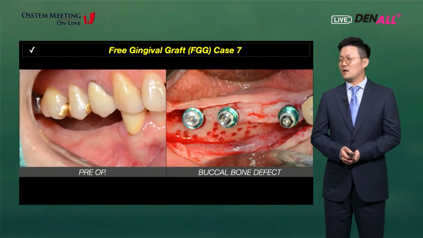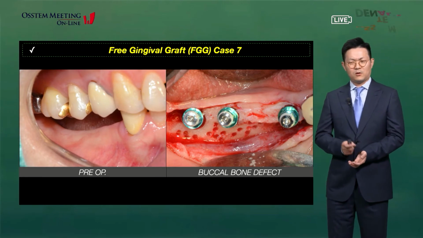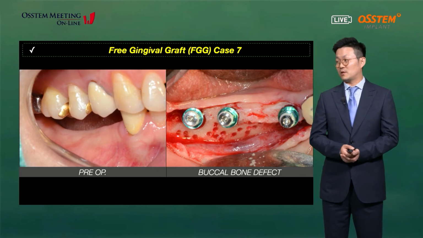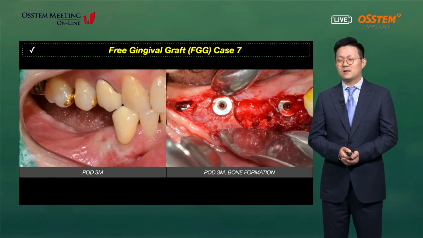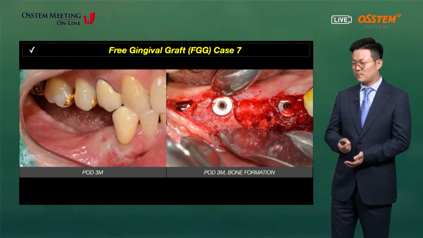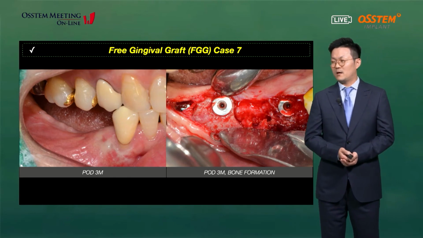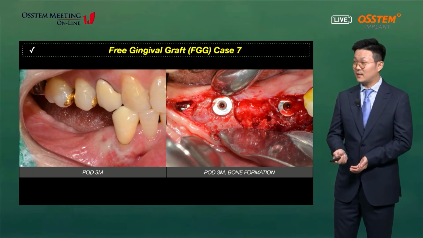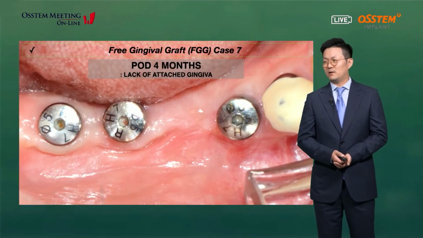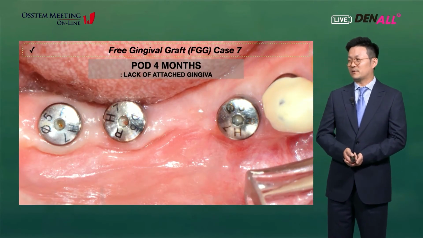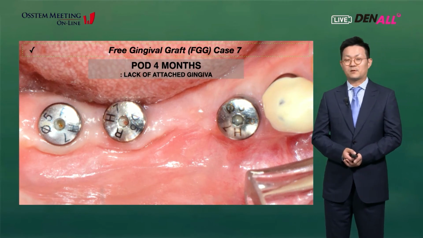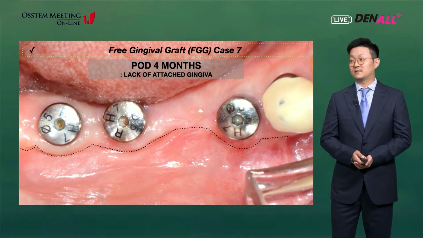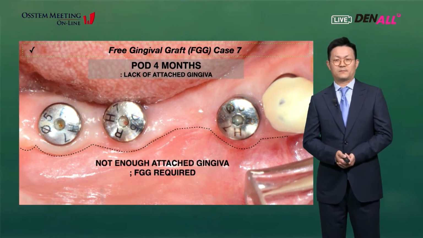More than 30 years of the missing state, there's a severe buccal bone defect, so I perform GBR too. After 3 months, a fine buccal bone formation was found on the buccal side, the GBR side, but a lack of attached gingiva was found after second surgery. So I decided to do a free gingival graft again.